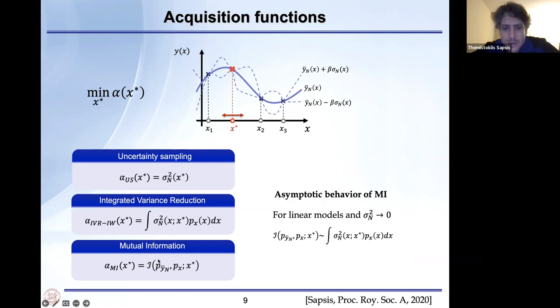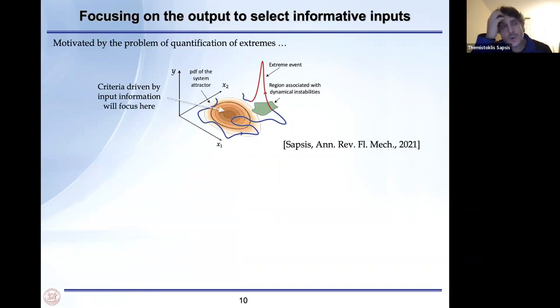The same thing happens with mutual information. In fact, we have shown recently that the asymptotic behavior of this mutual information quantity as sigma gets smaller is more or less equivalent to the integrated variance reduction. Apart from that, mutual information is extremely hard to compute, especially as the dimensionality of X gets larger. In practice, you cannot go more than two, maximum three dimensions. You don't really gain much. So we want to focus on a criterion that respects the output, that recognizes that the output is important.